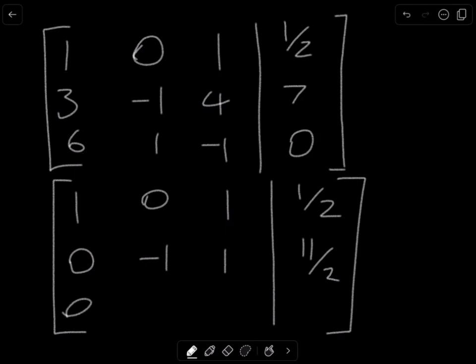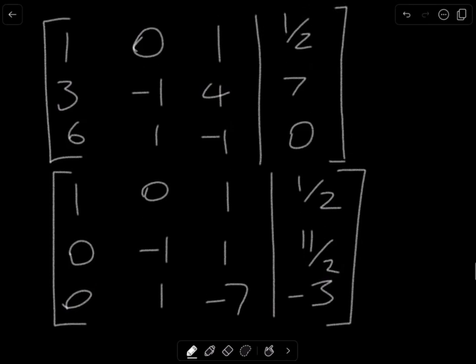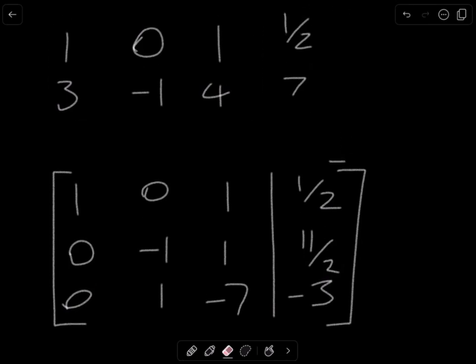So it'll be 0 here. It'll be 1 minus 6 times 0, that's going to be 1. Minus 1 minus 6 times 1, that's minus 7. And then 0 minus 6 times a half, that is going to be minus 3. There we go. Okay, so that's what we have. Let's take this out and let's bring this to the top.